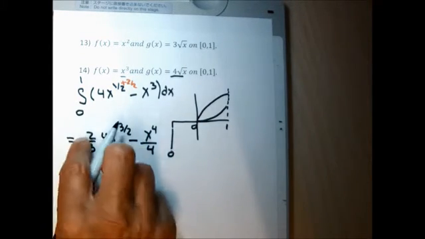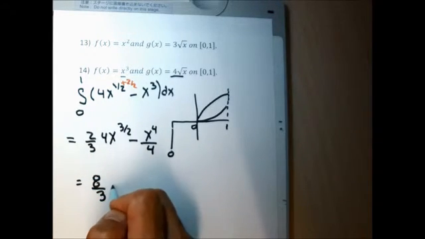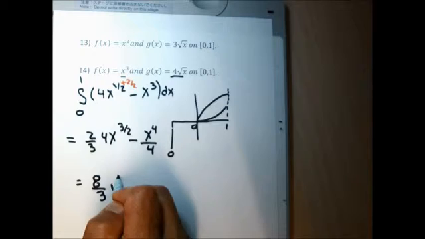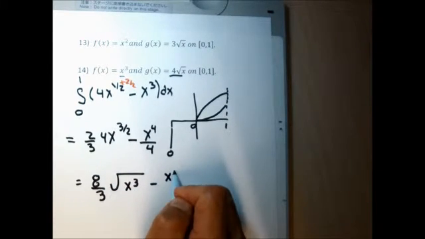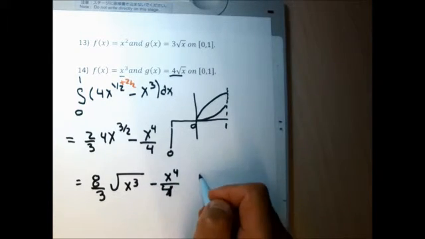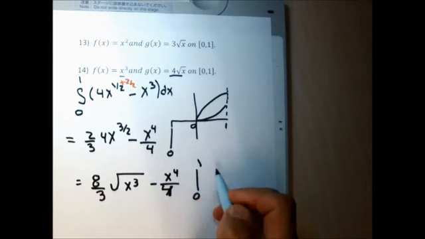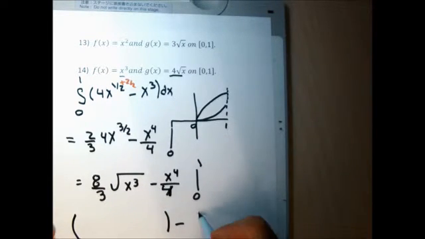This right here, I'm going to multiply the 2 and the 4, and I'm going to get 8/3 x to the 3/2, which is the square root of x cubed, minus x to the 4th over 4, evaluated from 0 to 1. So now I need to evaluate it at 1, evaluate it at 0, and subtract.